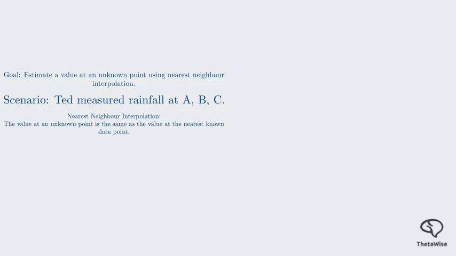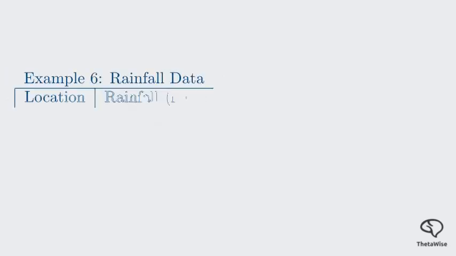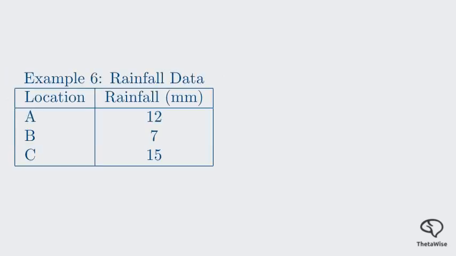Nearest neighbor interpolation states that the value at an unknown point is the same as the value at the closest known point. Since a Voronoi cell defines the region closest to a site, the value at any point within a cell will be the value associated with the site of that cell. Let's use our rainfall example. Here are the measurements: 12 mm at A, 7 mm at B, and 15 mm at C. Now here's the corresponding Voronoi diagram. The plane is divided into 3 regions, cell A, cell B, and cell C.